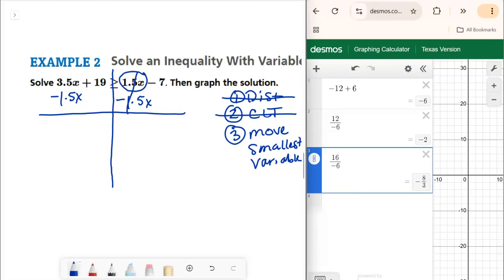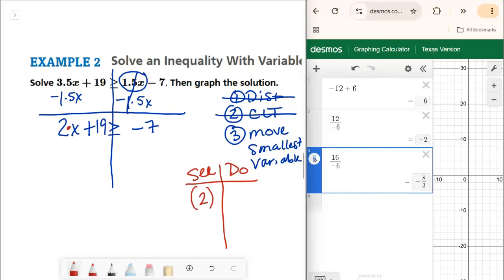So 3.5x minus 1.5x gives me 2x. Bring everything else down, plus 19. Bring down the symbol, and bring down the negative 7. And then we're going to do C do. What is happening with my x is being multiplied by 2, and they added 19. So the first step is to subtract 19 from both sides so that it can cancel.